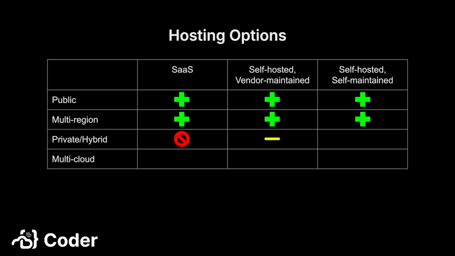A self-hosted, self-maintained solution is the only way to guarantee that you can run your CDE on a private cloud or a hybrid cloud. I put multi-cloud into its own row since it's a little more nuanced. Hybrid cloud is defined as running the same compute platform across a private data center and a public cloud, while multi-cloud is defined as running an application across a combination of compute providers or even compute platforms. Think spanning your CDE and its workspaces across multiple public Kubernetes and VM providers.